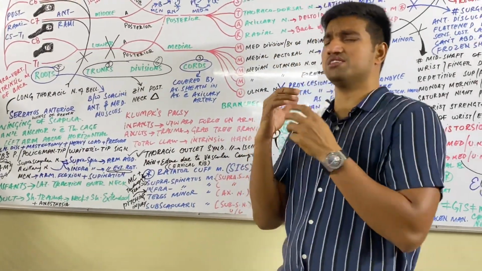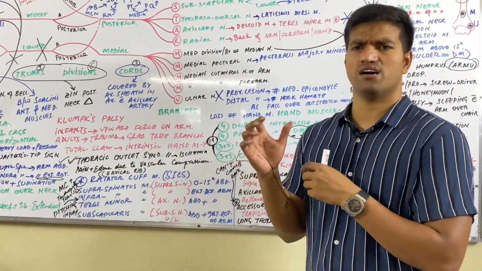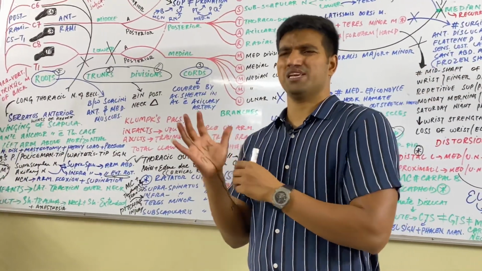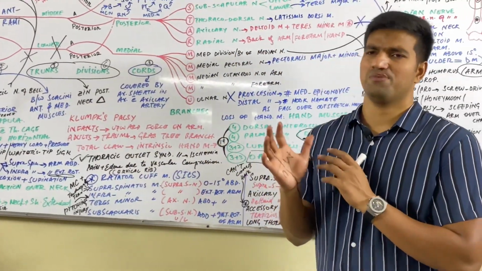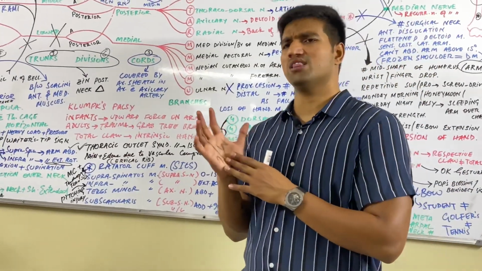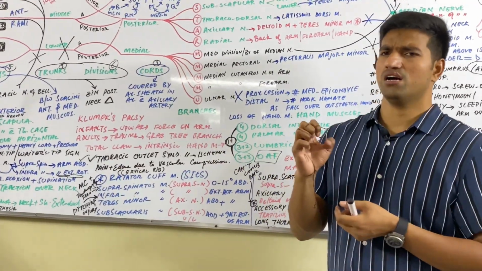Why? Because of all the intrinsic muscles of the hand we have discussed. Which are the intrinsic muscles of the hand? Lumbricalis, dorsal interosseous muscle, palmar interosseous muscle, thenar, hypothenar. All these muscles become damaged, leading to the total claw.